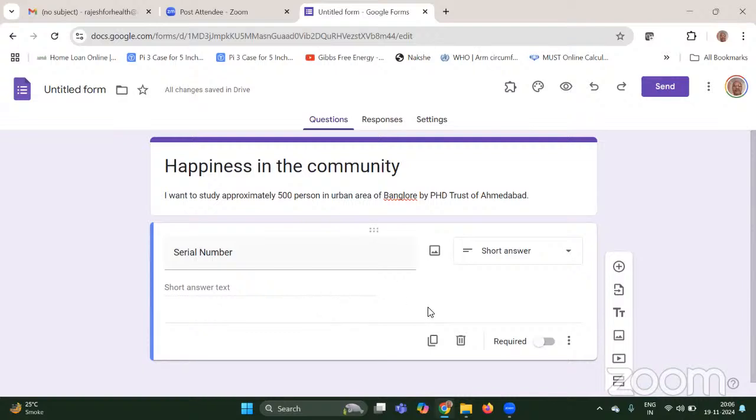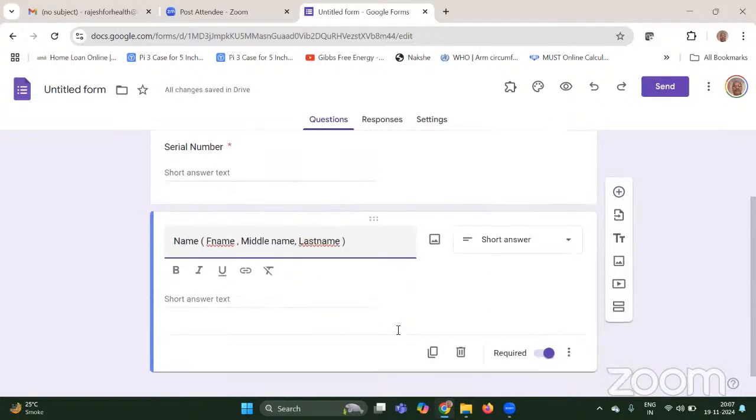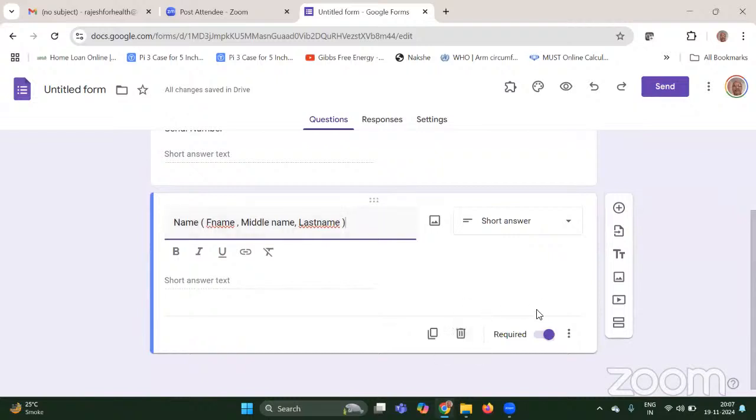Then, if you think this is a must, mark it required, yes, it is required. Then the next thing after the serial number, you may write the name. You can write first the surname, or you can have the first name first, and then a middle name, then the surname or last name, like this. Short answer is okay, and name is required.